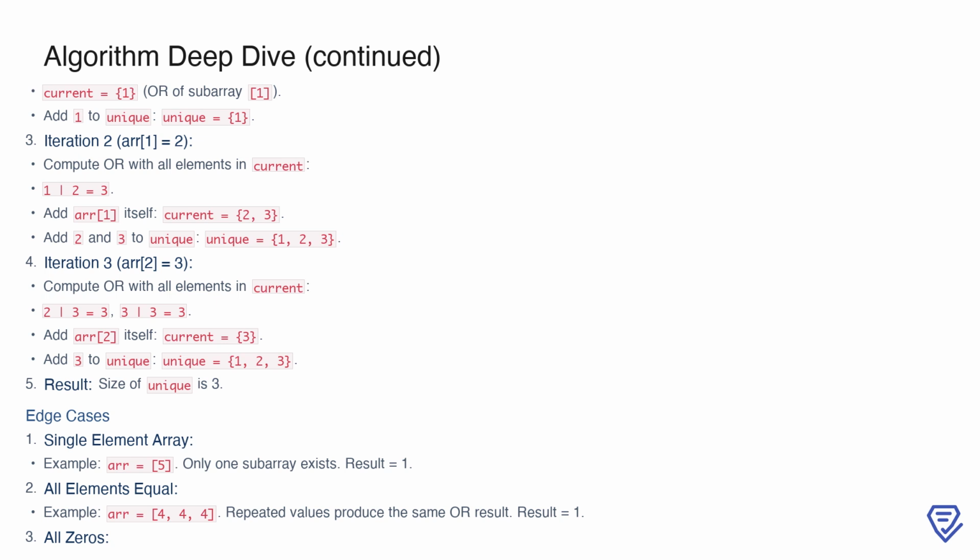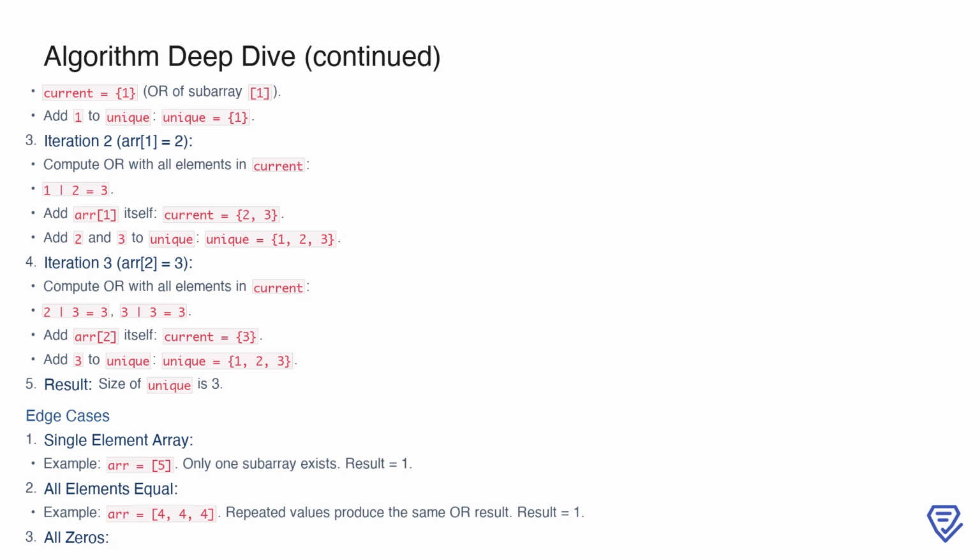In the second iteration, we process the element 2. We compute the OR of 2 with all elements in current, which is just 1 OR 2 equals 3. We also add 2 itself as a new subarray. This updates current to {2, 3}. Adding these values to unique results in {1, 2, 3}.